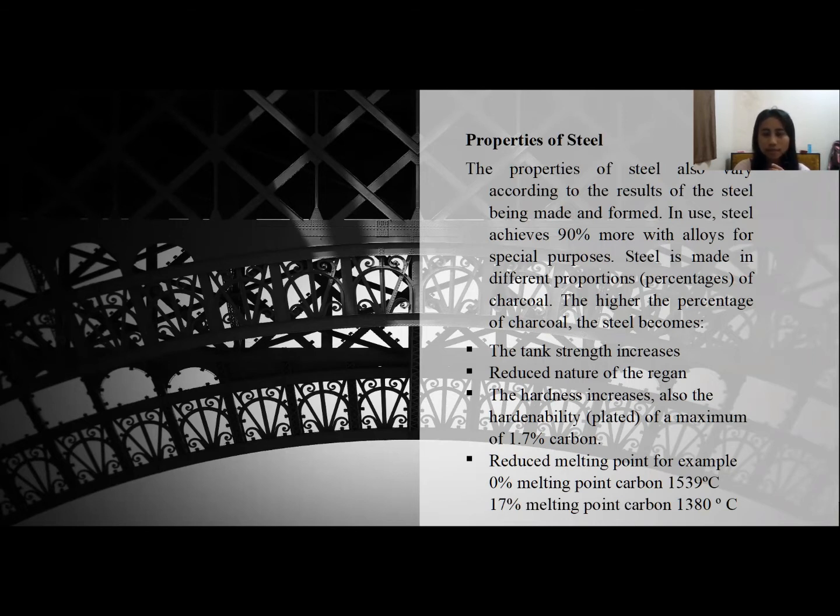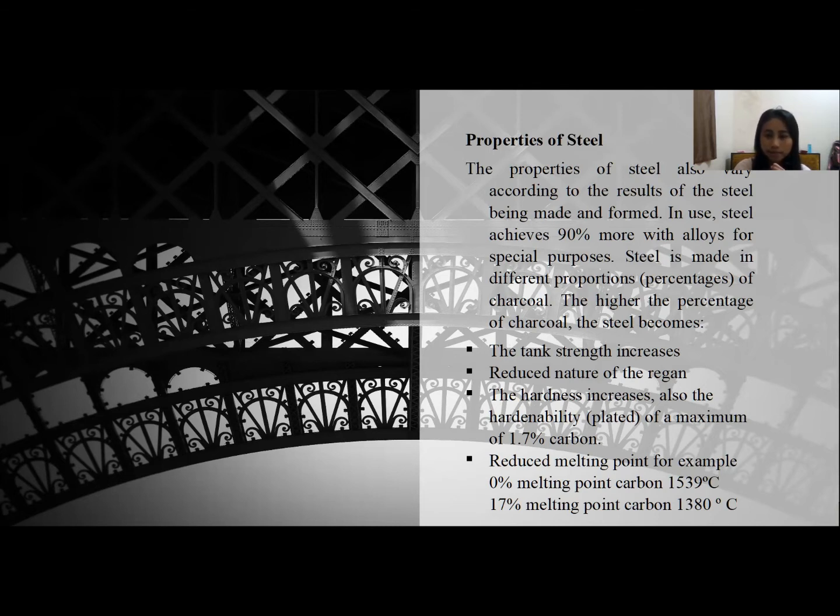The properties of steel also vary according to the result of the steel being made and formed. In use, steel achieves 90% more with alloys for special purposes. Steel is made in different proportions, percentages of carbon. The higher the percentage of carbon, first, the tensile strength increases.